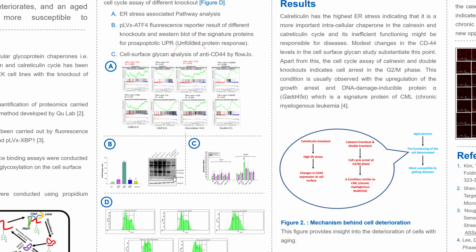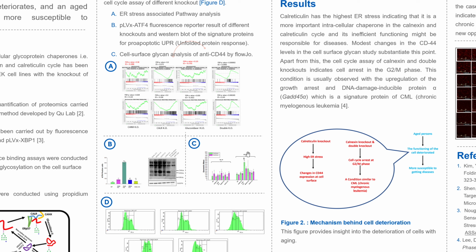Then we go further to verify whether this is related to any kind of disease or not. So we did the cell surface glycoprotein analysis, and we found that CD44 proteins, or we can say the cell surface glycans, in the case of Calreticulin knockouts, contain more signature for CD44 proteins compared to the other knockouts.